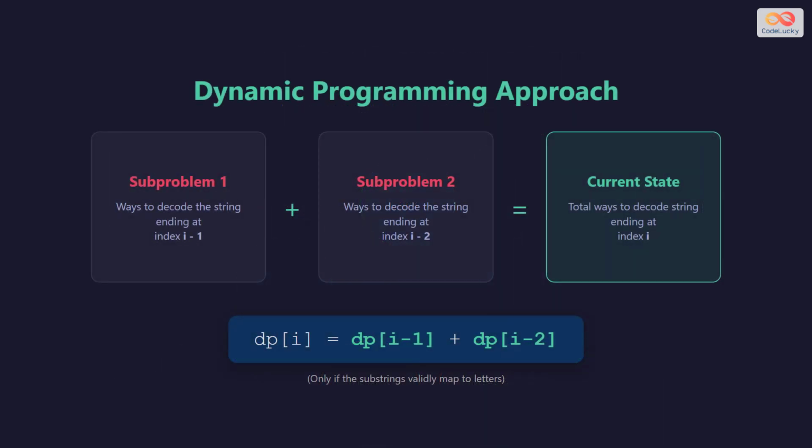To optimize this, we use dynamic programming. The number of ways to decode a string ending at index I depends on the solutions we found for previous indices. Specifically, it is the sum of ways from the previous index, plus the ways from the index before that if the two-digit number is valid.